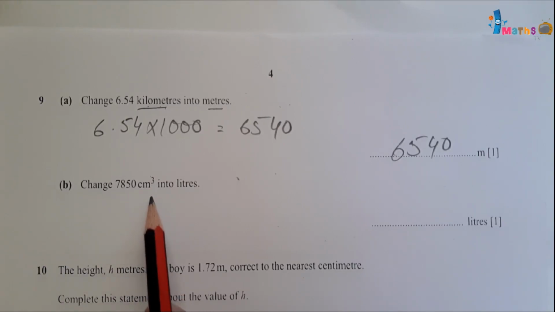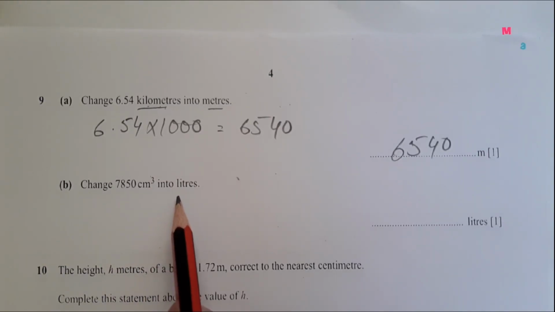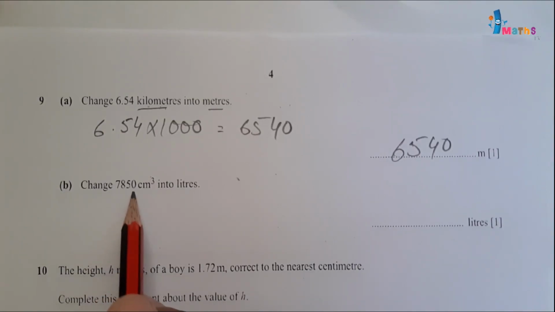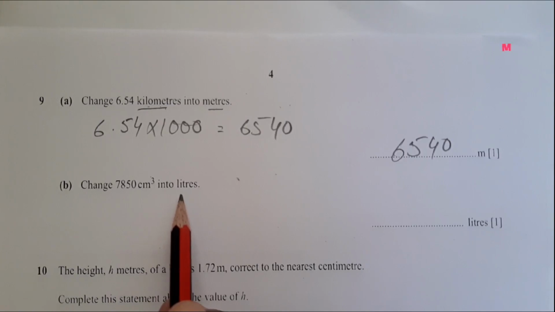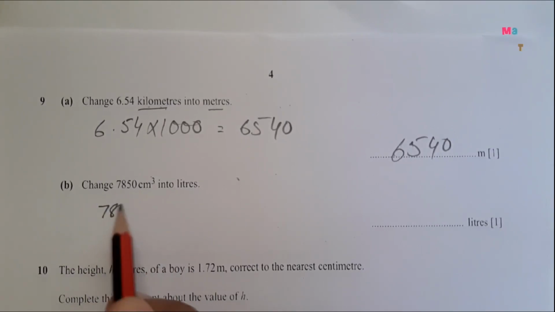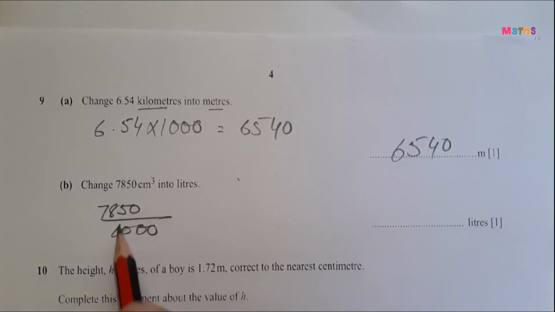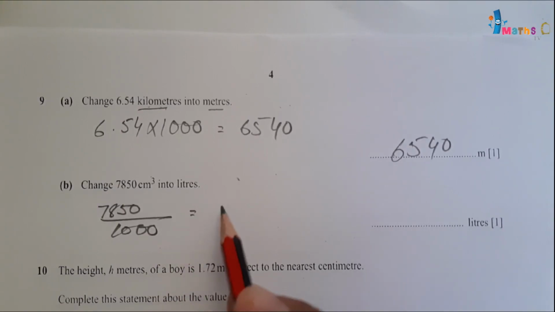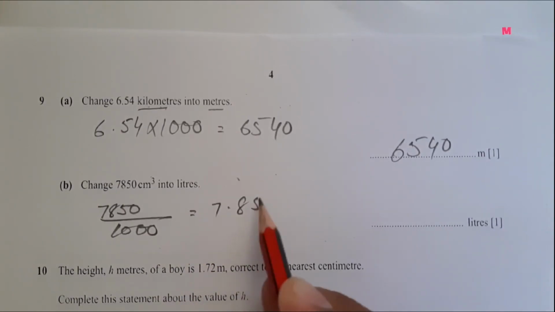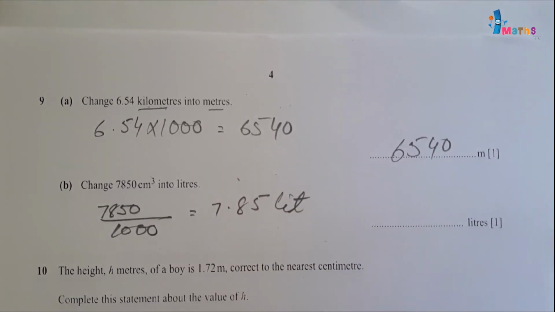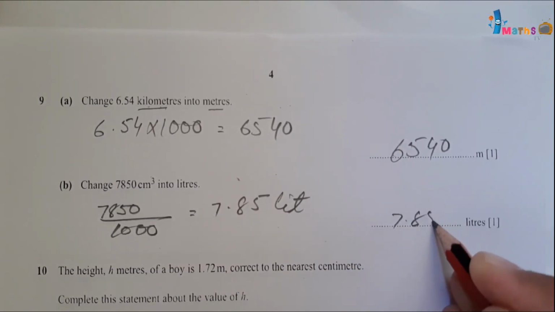Change 7850 centimeter cube into liters. We have to change centimeter cube into liters. So we will change 7850 centimeter cubes into liters. So we will divide 7850 by 1000. So this will be equal to 7.85 liters. So 7.85.